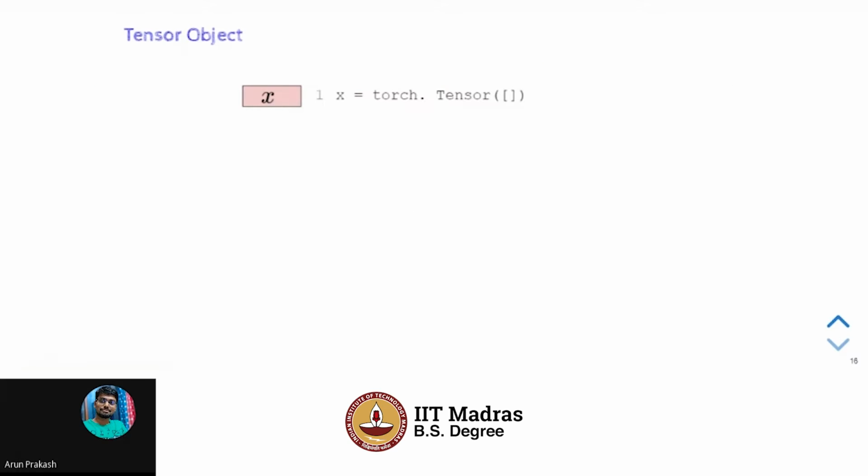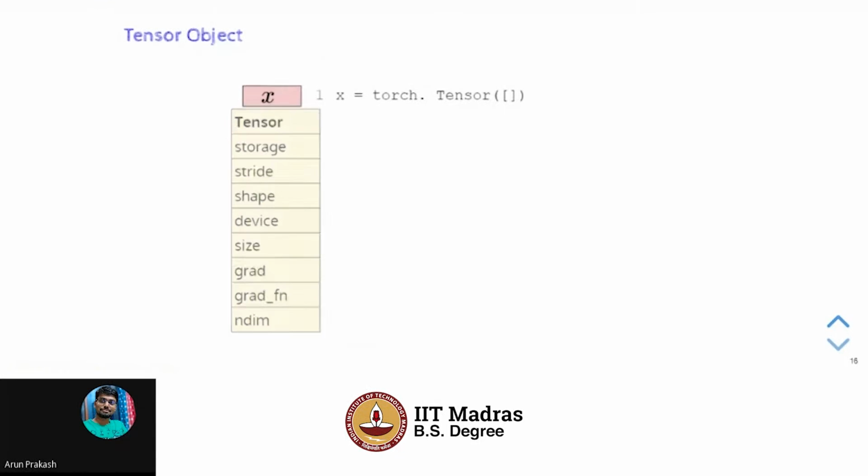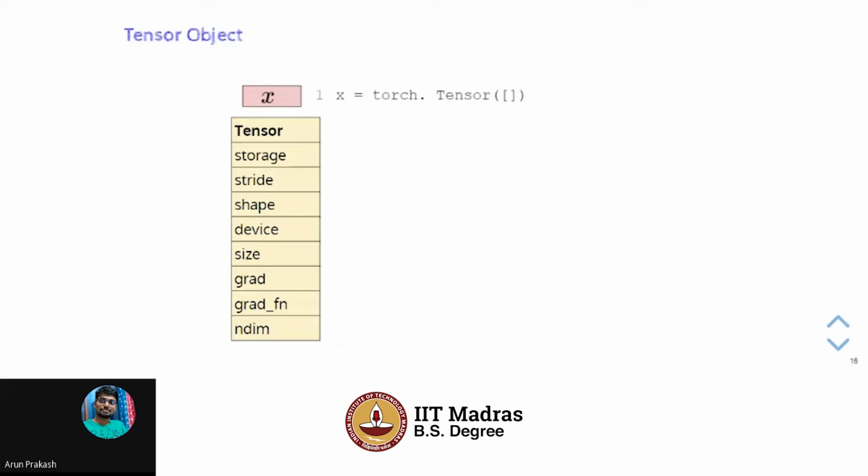Okay, so creating a tensor object in PyTorch is just one line of code. You just call torch.tensor and pass the data, or write down your own matrix. It will create a tensor object X. Since it is an object, it has associated methods. A few of the important methods are these.